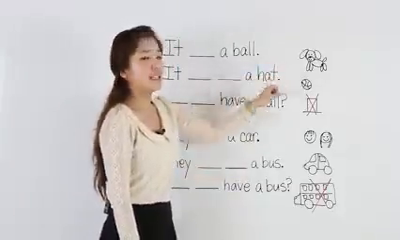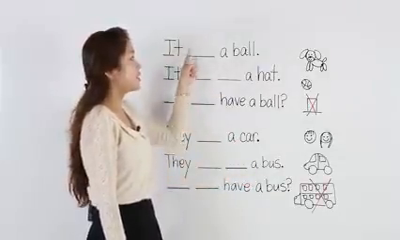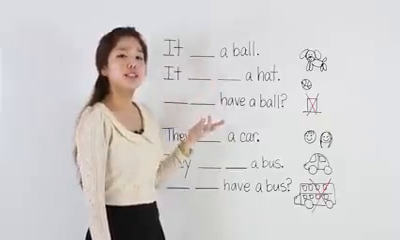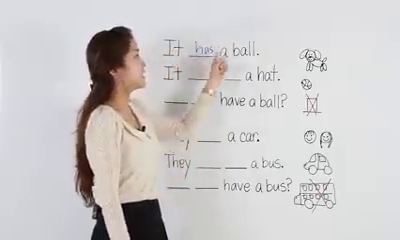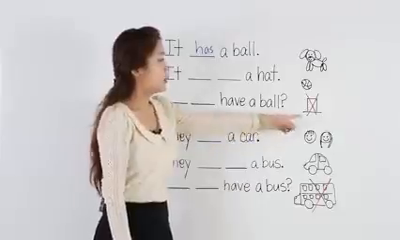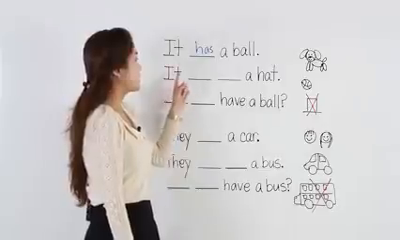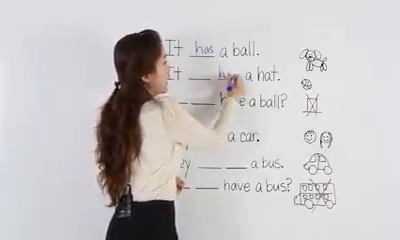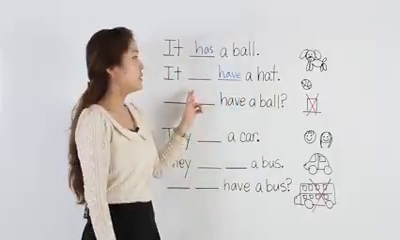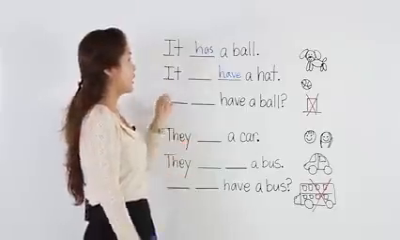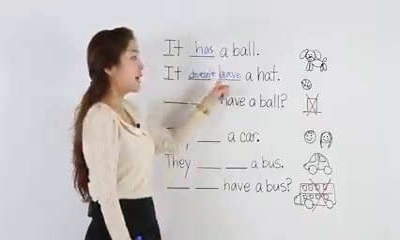Okay, the dog is an animal, so we have to use it. Okay, with it, do we use have or has? We have to use has. It has a ball. Now, there's a hat, but it says no. It's negative. So it, remember, for negatives, we always use have. But what goes in the front? Doesn't or don't. For it, we say doesn't. It doesn't have a hat.